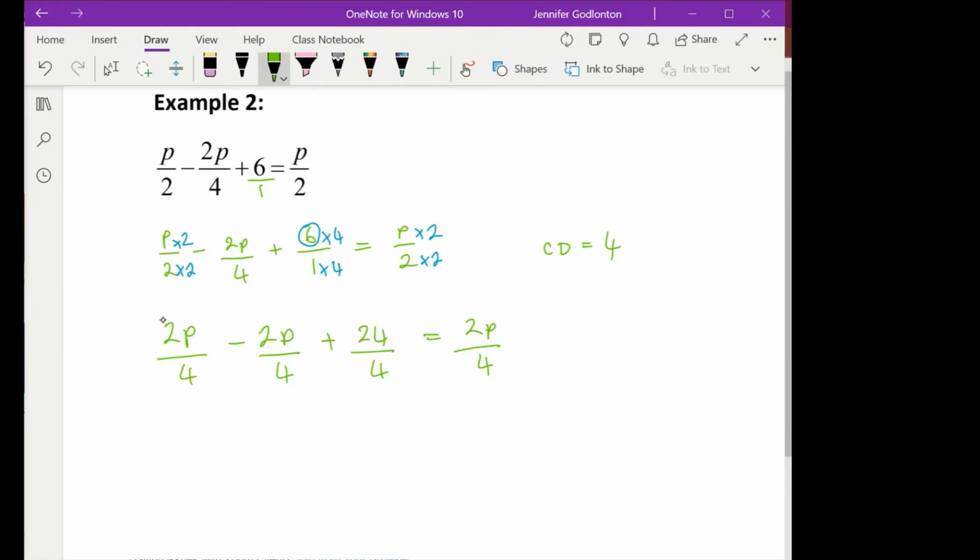Cross out denominator. Excellent. I get rid of this denominator. I don't want it anymore. It's gone. Okay, it was a common denominator, so now it's gone. Now I can just simplify my equation. So I've got 2p minus 2p and they cancel each other out. So I'm just left with 24 is equal to 2p. And I'm trying to get p to be alone. So I'm going to divide that by 2. And I'm going to divide that by 2. And I get an answer of p is equal to 12. Because 24 divided by 2 is 12.